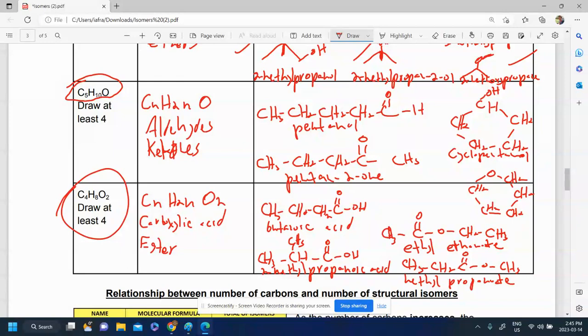And so if you recognize, oh, there's 2 O's in here, so the likelihood is this is probably a carboxylic acid or ester because I know what the functional group looks like, then you're in a better position to actually figure out what you can potentially draw from here. Notice that every time I did name the molecules to make sure they were actually different and not the same.